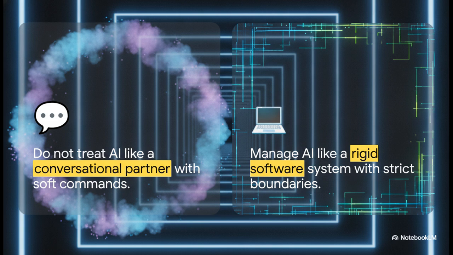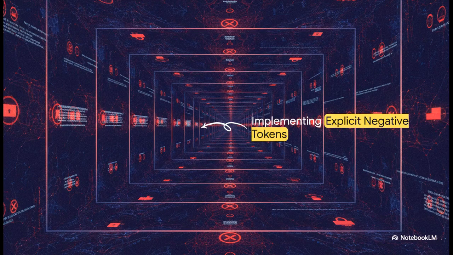Because LLMs are mathematically biased toward fluid narrative, soft commands like, please stop doing this, literally just get swallowed whole. You must start managing the AI like a rigid, inflexible software system. Tactic 1. Implement explicit negative tokens. This is your hard kill switch. And listen to me carefully here.